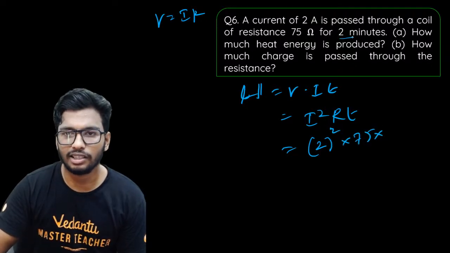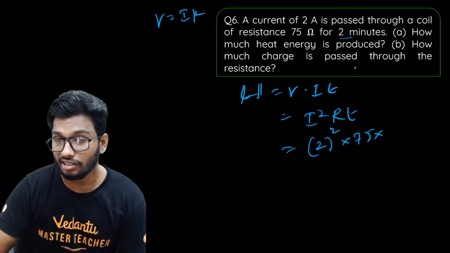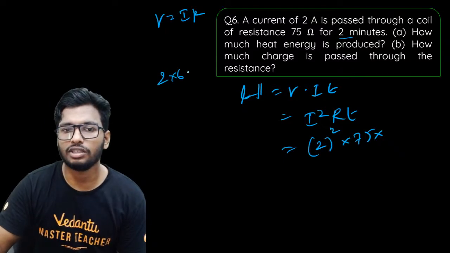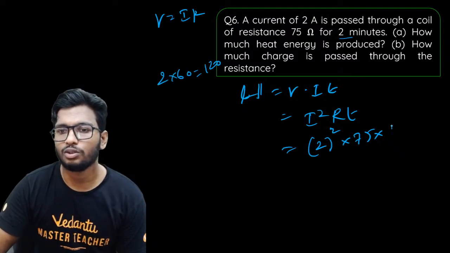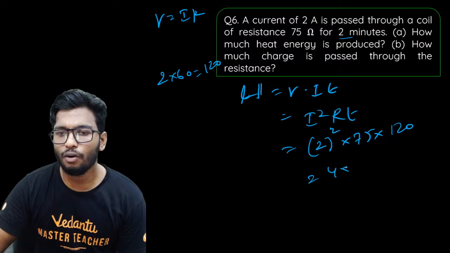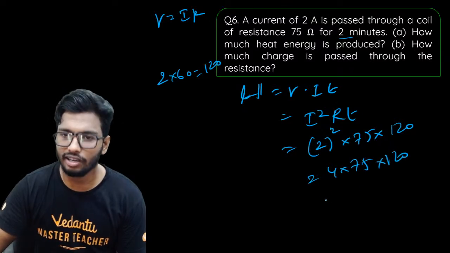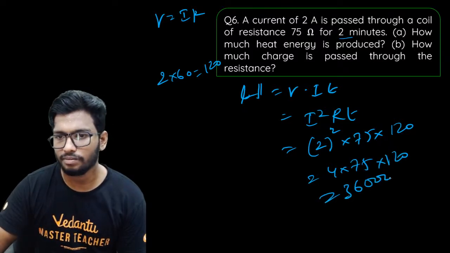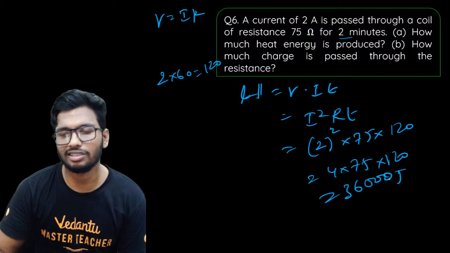So convert that to seconds, because you have to write it into the joules. So 2 into 60, that's 120 seconds. So into 120, how much is that, guys? 4 into 75 into 120, you'll get it as 36,000 joules. Right, multiply this, you'll get 36,000 joules.